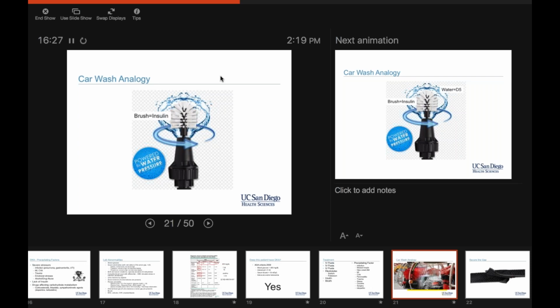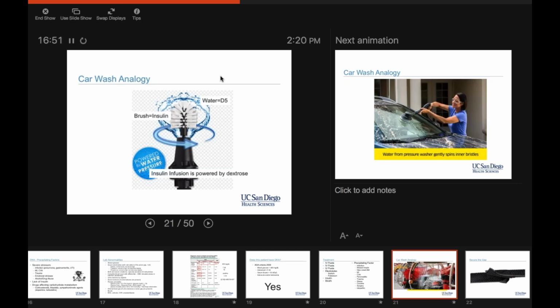But in order to run insulin, we can't just turn on a garden hose of insulin, right? What's going to happen to our patient? Yeah, their blood sugar is going to tank. Okay, so we have to have dextrose to run that insulin. So the water, okay, is powering our insulin. That dextrose is powering our insulin drip. Okay, so this insulin infusion is powered by your dextrose.